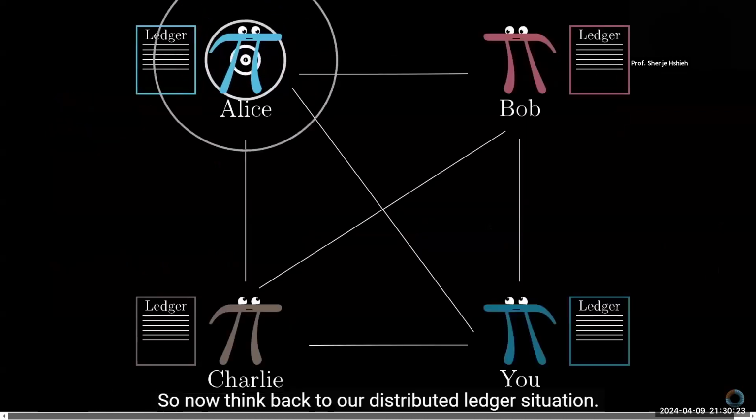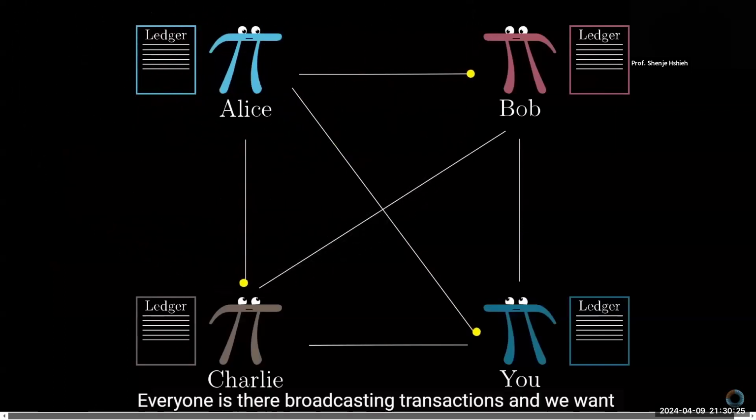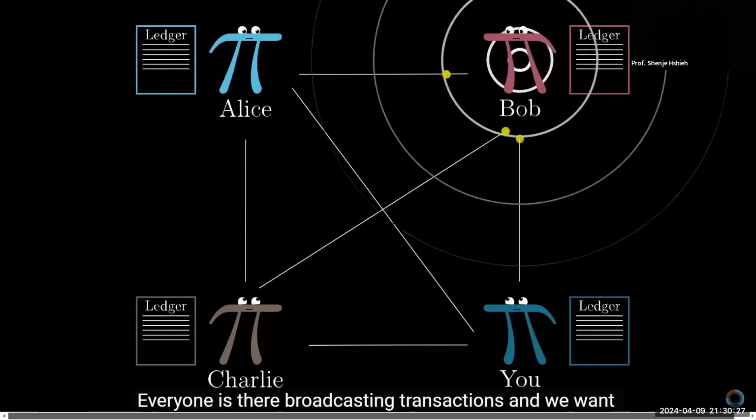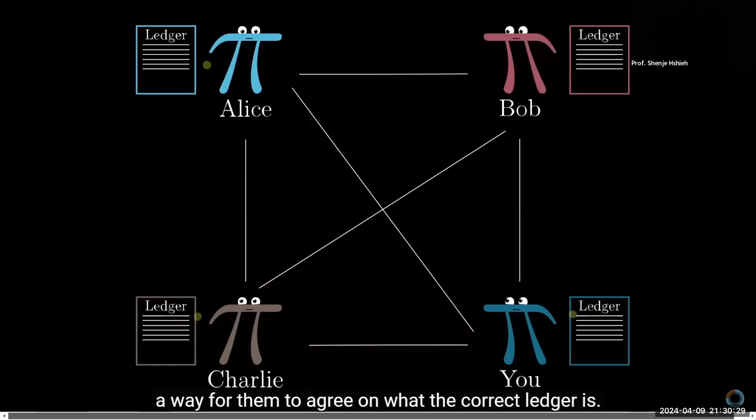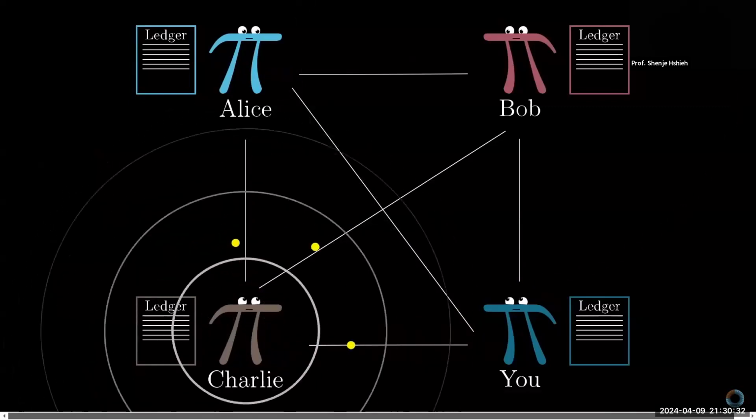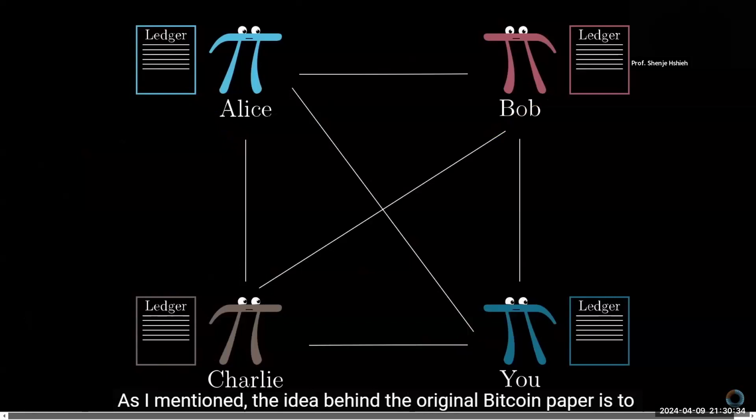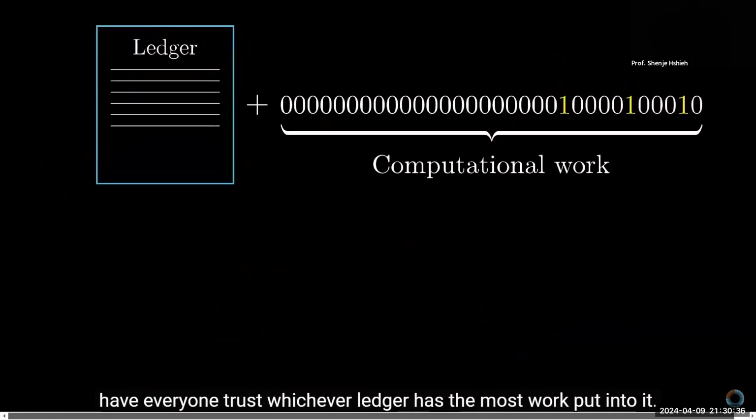So now think back to our distributed ledger situation. Everyone is there broadcasting transactions, and we want a way for them to agree on what the correct ledger is. As I said, the core idea behind the original Bitcoin paper is to have everyone trust whichever ledger has the most work put into it.